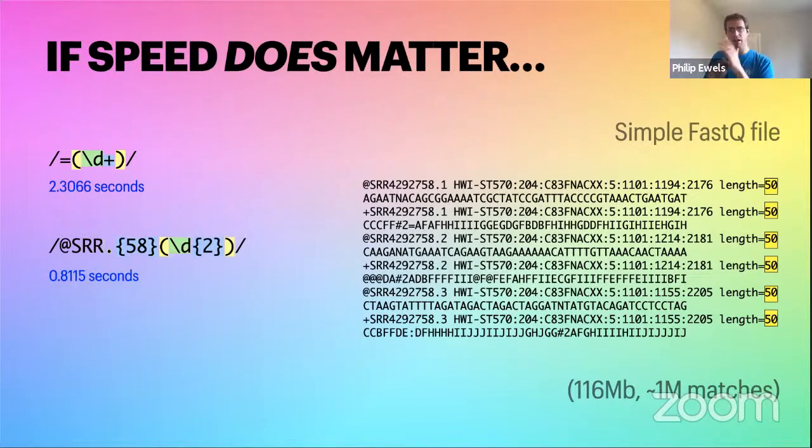If I go as far the other way as I can imagine and make my regular expression really, really specific, so now I'm saying that the line has to have an @ symbol and SRR, so that I'm skipping those other lines beneath it, which are not the FASTQ headers. And I just happen to know that these identifiers are always exactly the same length, so there's exactly 58 characters of something before my 2 digits. This is now 0.8 seconds, so that's quite a significant speed up.